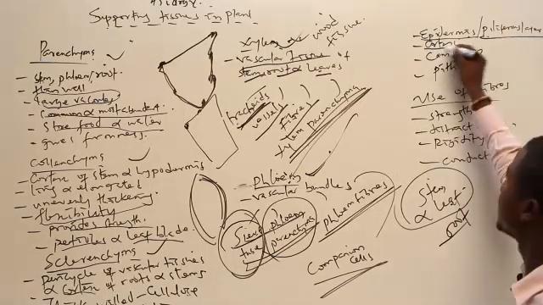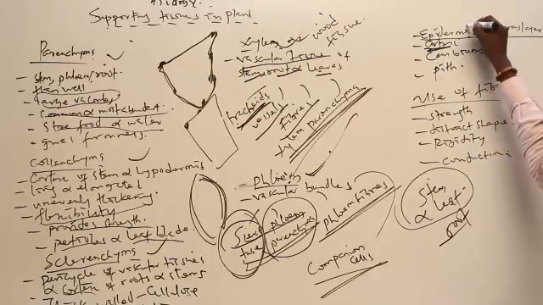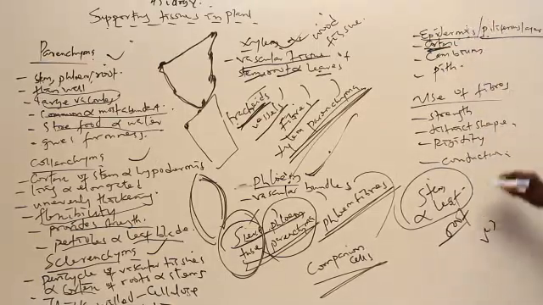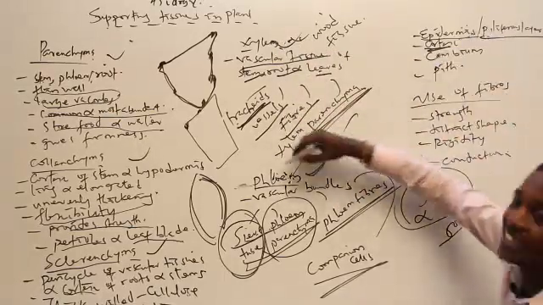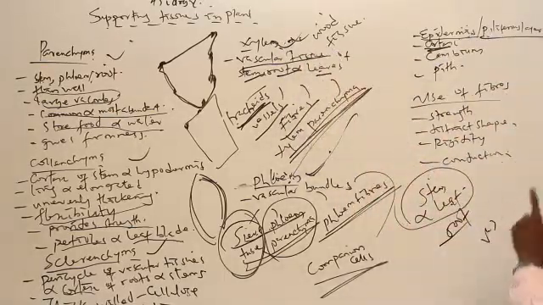And so we have the cortex. The cortex is in between the epidermis and the what? The vascular tissue. It's in between the epidermis and these two. Don't forget.